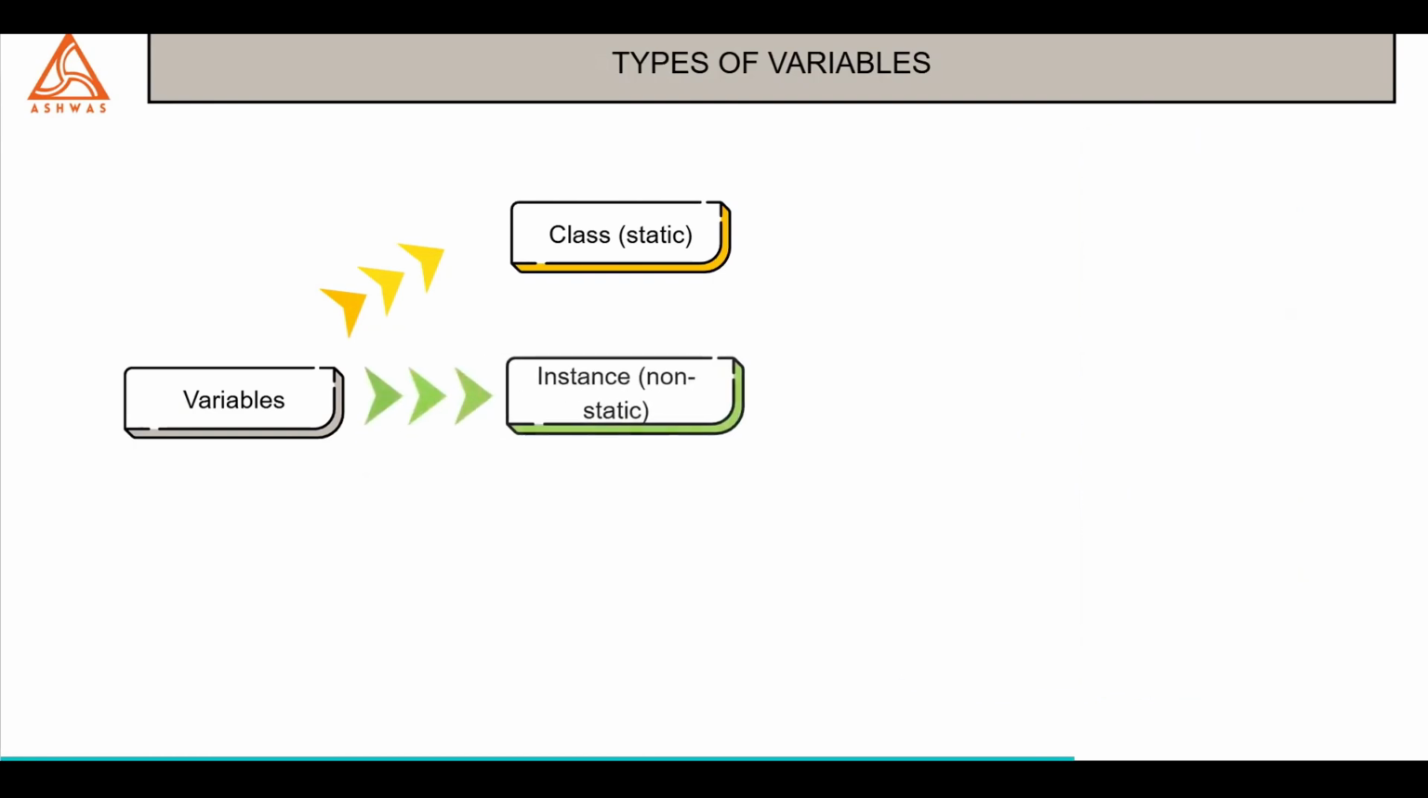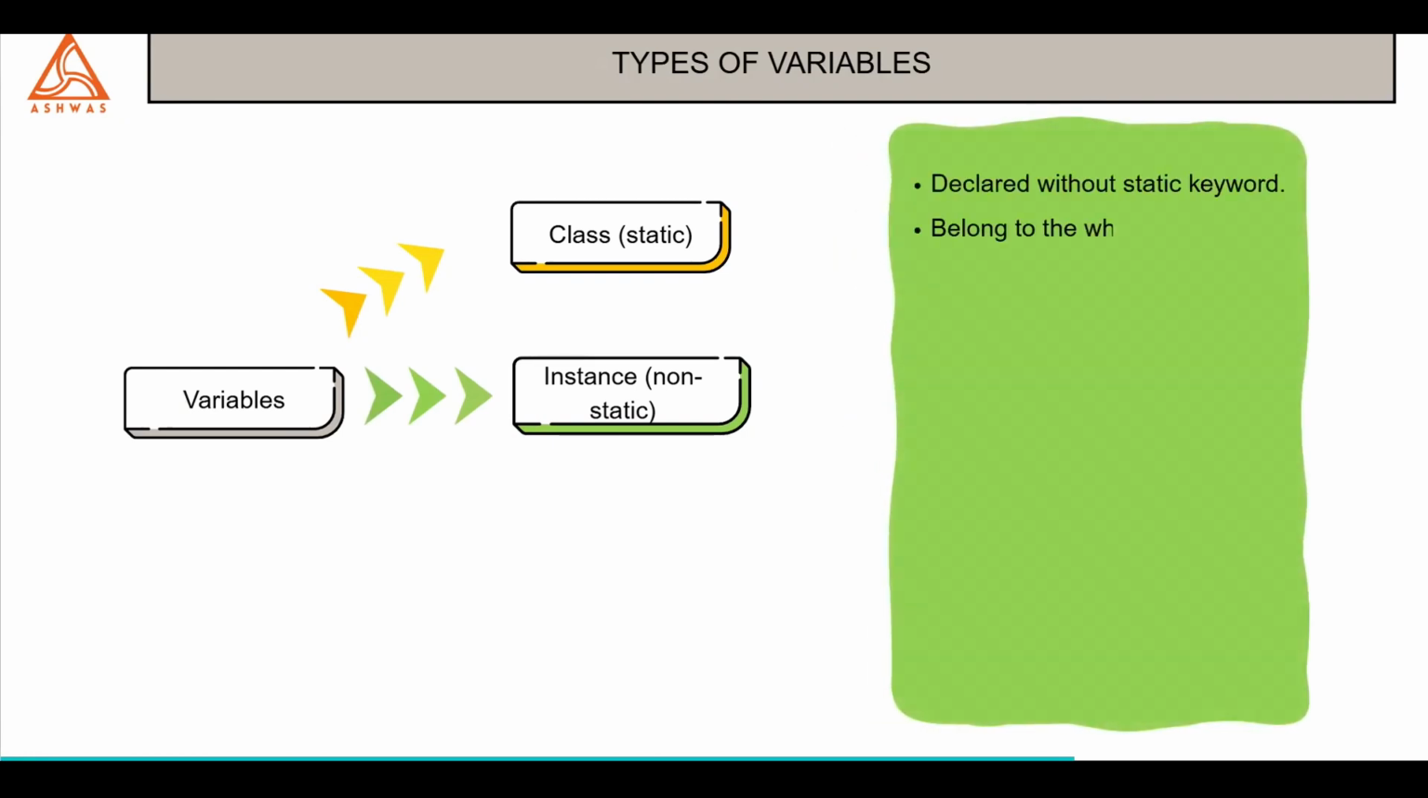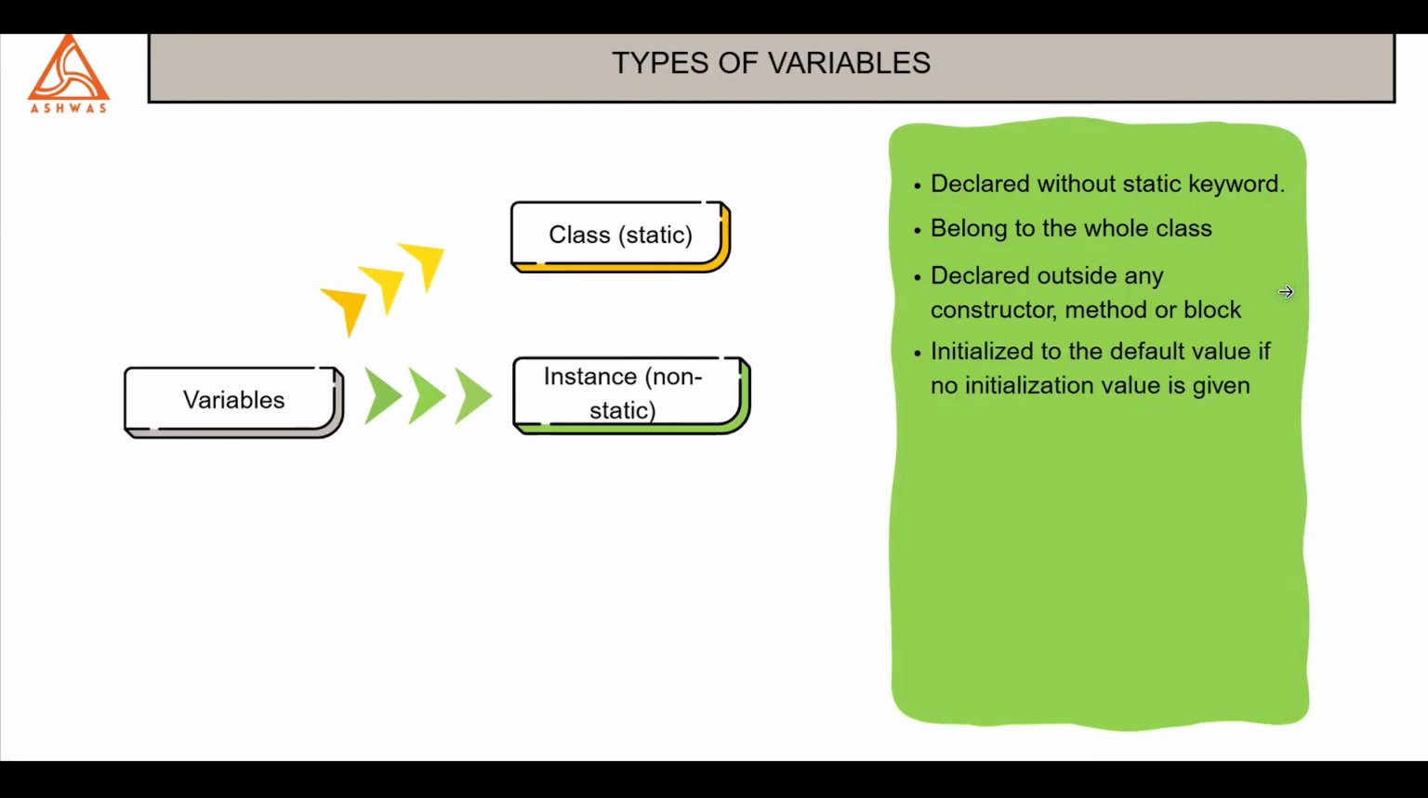The next one is the instance variable, which is also called the non-static variable because it is declared without using the keyword static. They belong to the whole class. So when we say they belong to the whole class, it is because they're copied into every object. They're declared outside any constructor, method, or block. Yes, they look very much like the class variables. The only thing that is missing is the use of the static keyword. They are initialized to the default value if no initialization value is given.